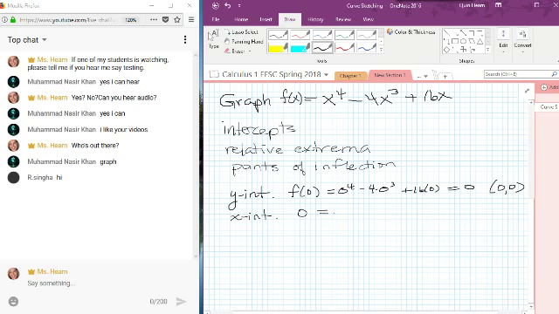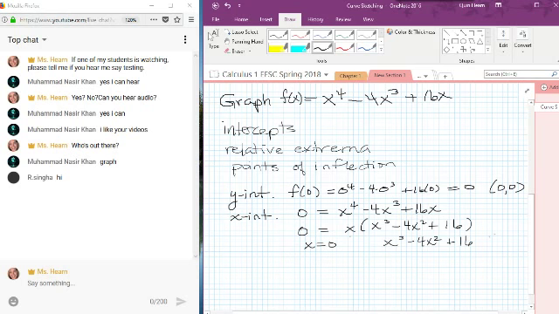We're going to get 0 equals x to the fourth minus 4x cubed plus 16. So we want to try and factor this guy out. So we're going to have x times, we're going to have x cubed minus 4x squared plus 16. All right, and we already knew that x equals 0 was going to be an intercept, and now what that leaves behind is x cubed minus 4x squared plus 16, which is not so easy to solve. I don't want you to spend too much time on trying to solve equations like this one.